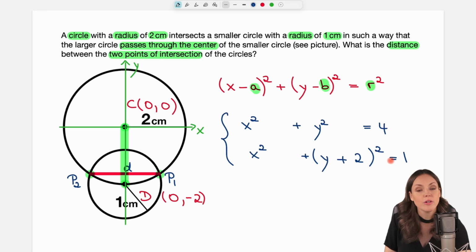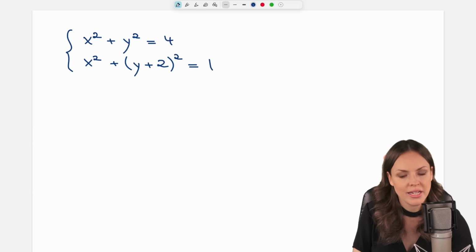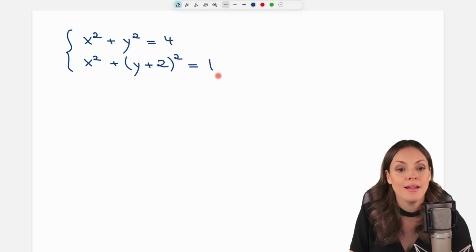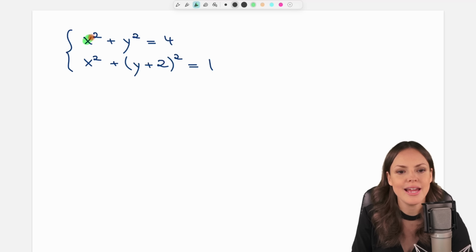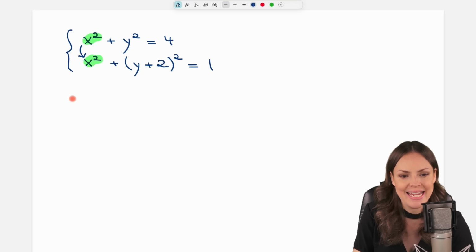And this is our system of equations, and we can solve this now. How? Well, there are several ways, but the positive thing about this system of equations is that we have x squared in here and x squared in here, so we can solve this first equation for x squared and then insert it for our x squared in our second equation.